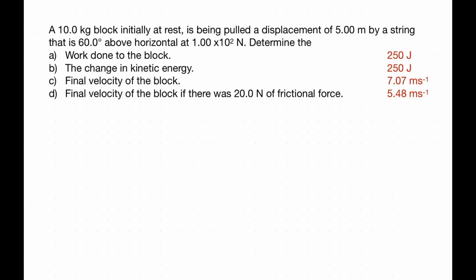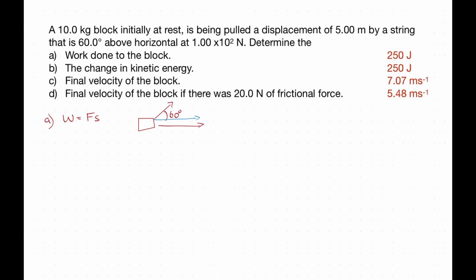Alrighty, our 10 kilogram block is initially at rest. To calculate the work done, for part A, our work is equal to our force times our displacement. So we are applying a 100 Newton force, but it's at 60 degrees above the horizontal. So we have our block that is being pulled at 60 degrees here.